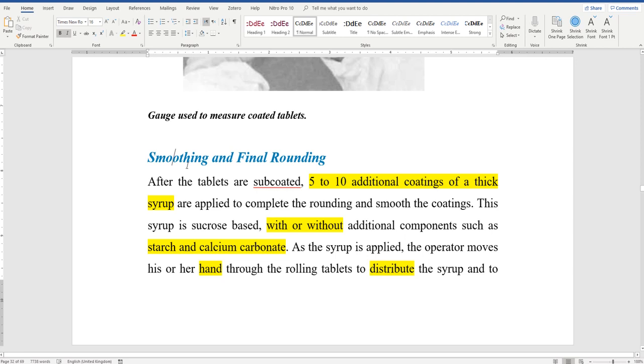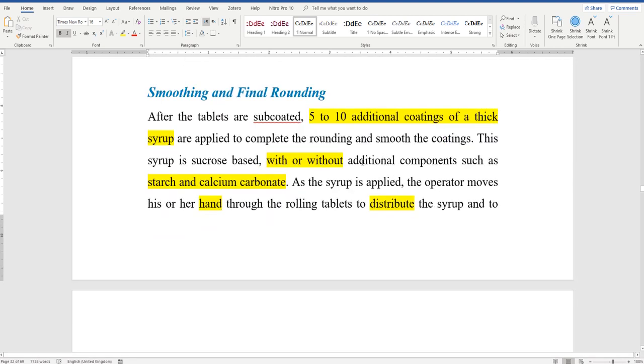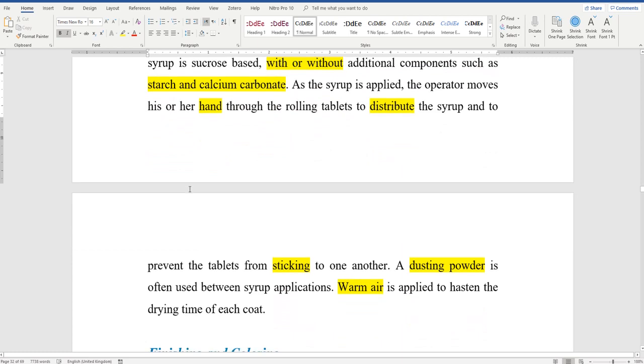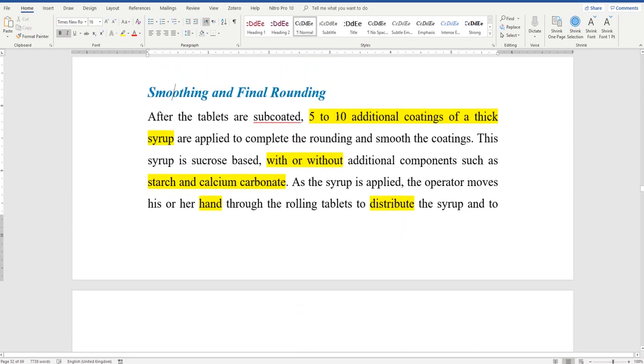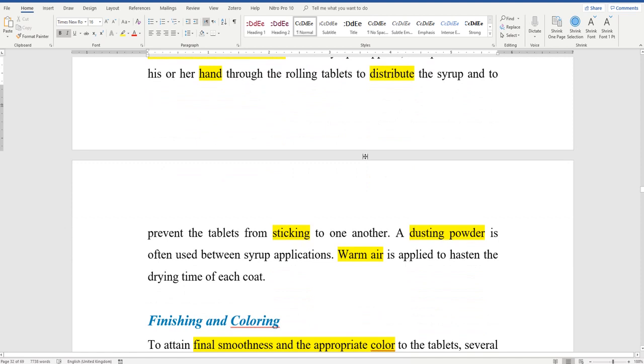Okay? The coating here will be smoother than the subcoat. The subcoat is more rough. And the coating solution is actually a thick syrup, and it can contain additional ingredients like starch and calcium carbonate. And after we apply from 5 to 10 coatings, and between each coating and another, we need to do drying, and we may apply a dusting powder to prevent sticking of the tablets together.